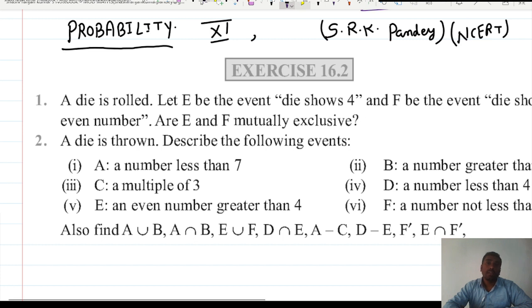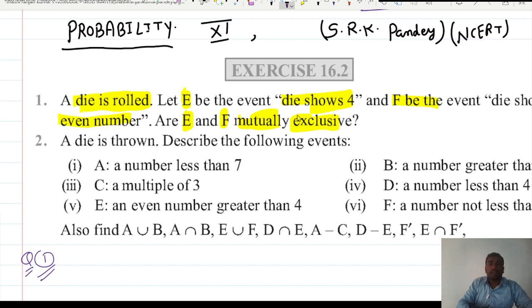So this is question number one. A die is rolled, if you know the die, like in Ludo. Let E be the event that the die shows 4, and F the event that the die shows an even number. The question asks: are E and F mutually exclusive or not? It's a very easy question.